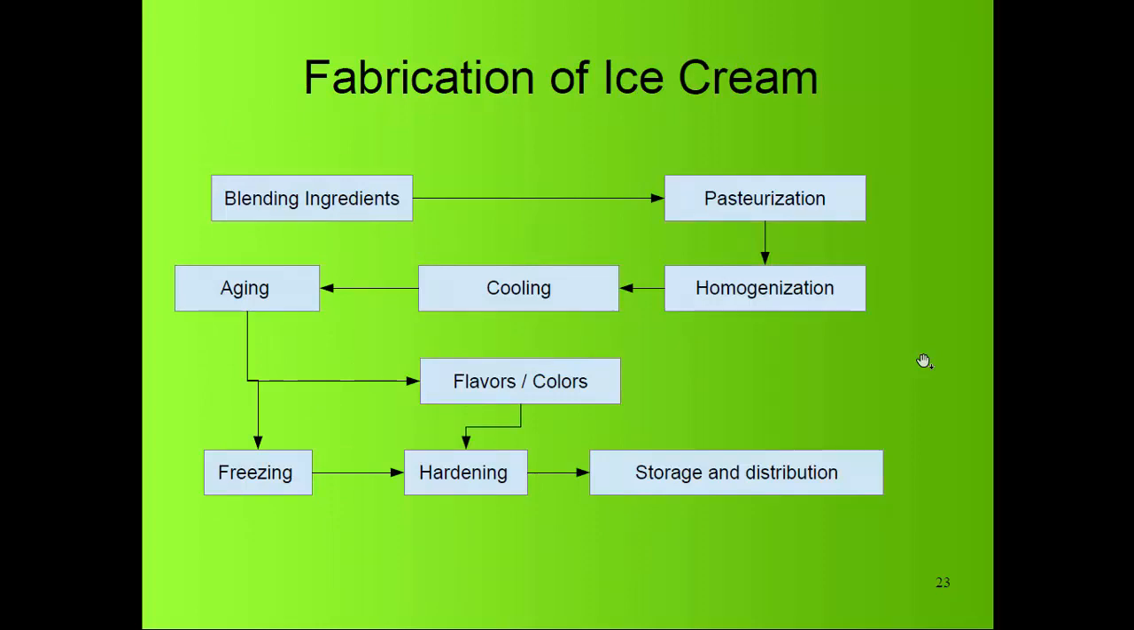So if we're going to make ice cream, first we blend the ingredients, then we pasteurize the mix, then homogenize the mix. Pasteurizing means that we heat it to remove bad bacteria. And then we homogenize it. That means that we mix it really well so that everything's evenly dispersed and it's homogenized. Then we cool it and age it. We might add flavors and colors. Then we freeze it and harden it and store it.